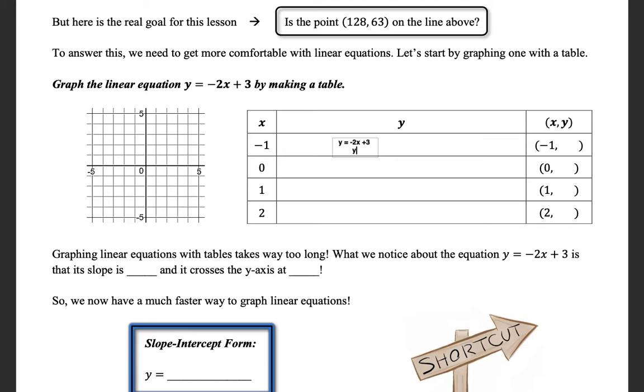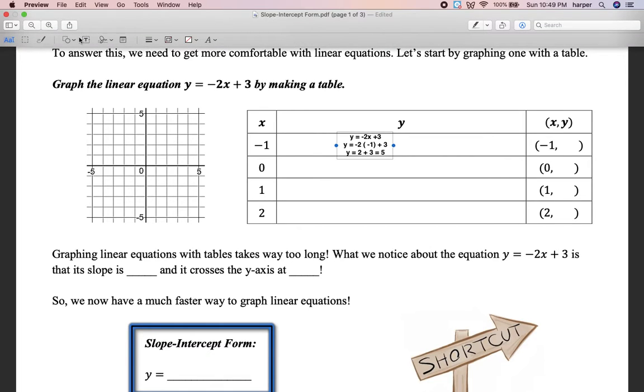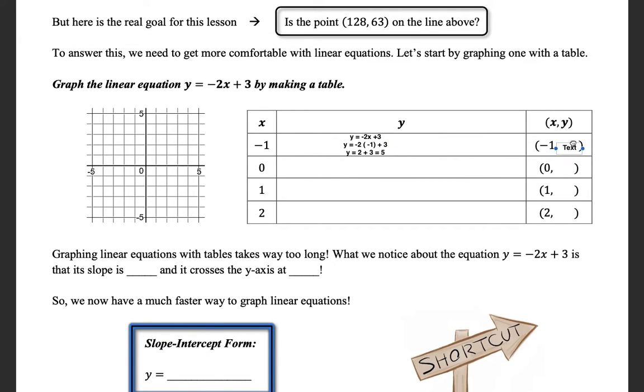So y equals -2 times, in this case, our first one is -1, plus 3. So y equals -2 times -1, which is just 2, plus 3. Well, that's just really simple. 2 plus 3 is 5. So there we go. Look at us. We found our first point. It is 5. So -1 and 5.